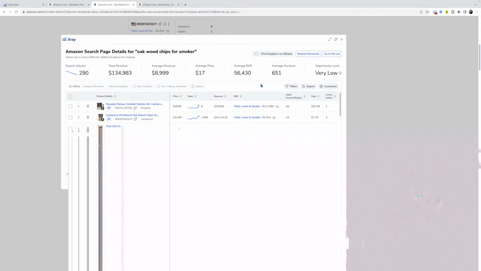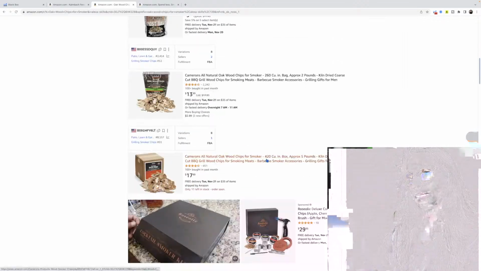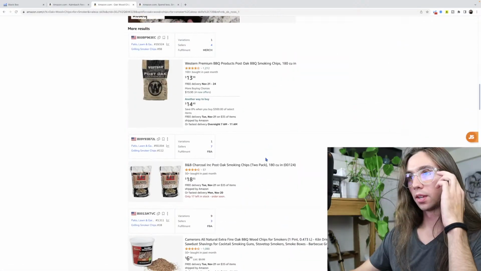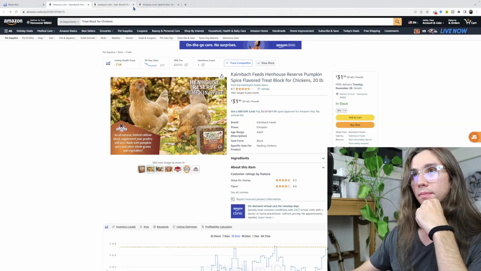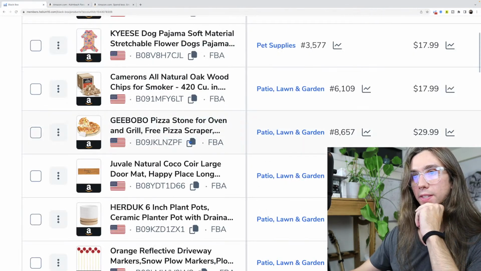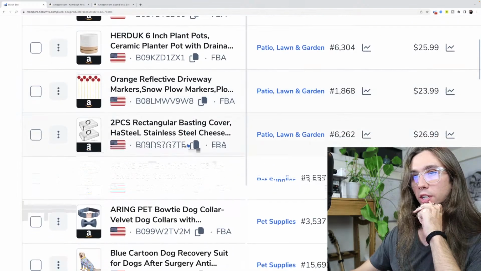Okay. I mean, I don't like this. I think that's okay, but no one's gonna go crazy over a wood chip like they would for chicken feed or something.